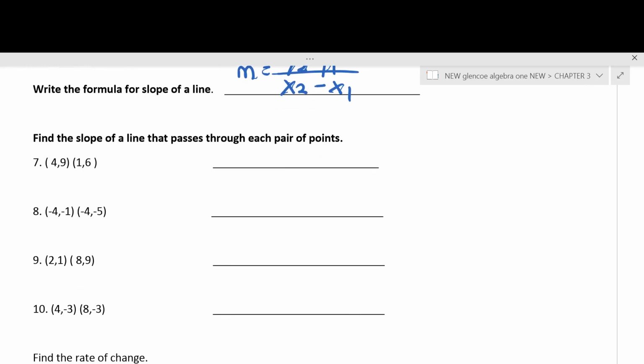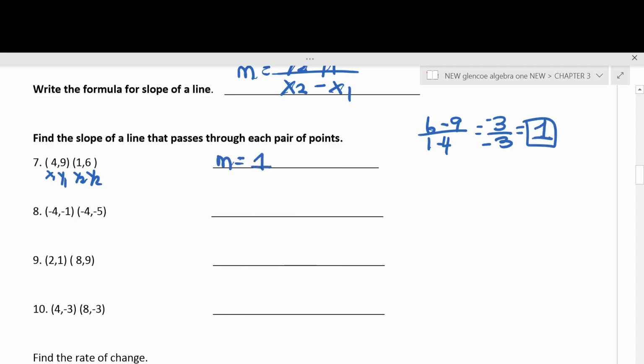To find the slope of a line that passes through the points (4, 9) and (1, 6), we're going to go ahead and label them x1, y1, x2, y2, and we get 6 minus 9 over 1 minus 4, and we get 3 over negative 3. 6 minus 9 is negative 3, 1 minus 4 is negative 3, and we get a slope of 1. M equals 1. So that's number 7.